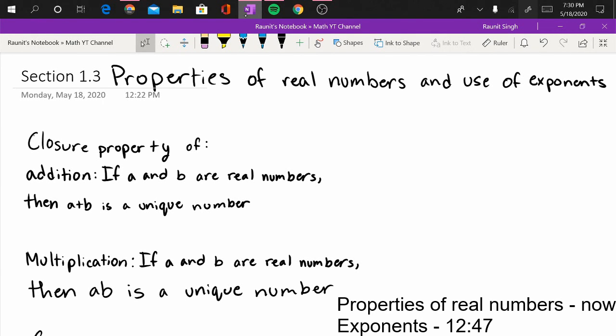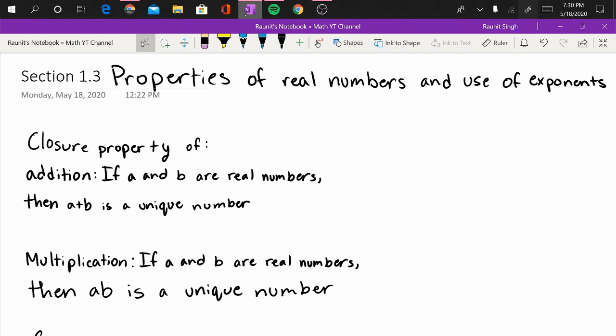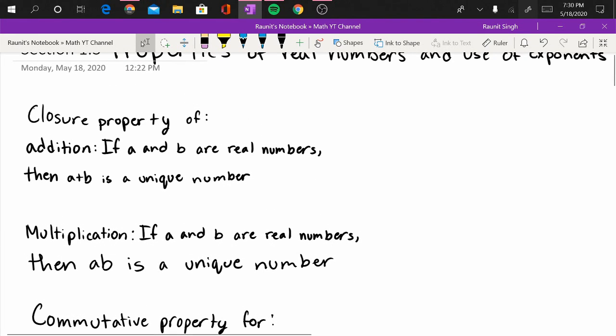So today we're going to be talking about properties of real numbers and use of exponents. The first thing we're going to be talking about is the closure property of addition and multiplication. For the closure property of addition, if a and b are real numbers, then a plus b is a unique number. So basically, say a equals 3 and b equals 10, a plus b is equal to 13. It's going to produce a completely different number than the two numbers that you had for the variables.